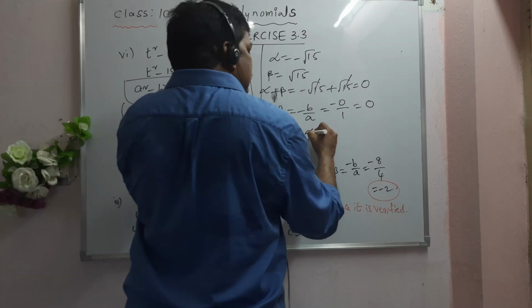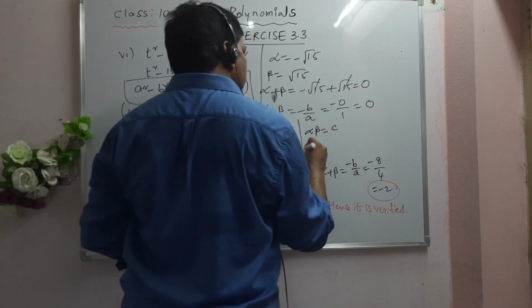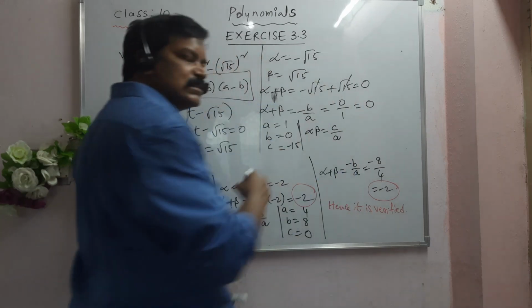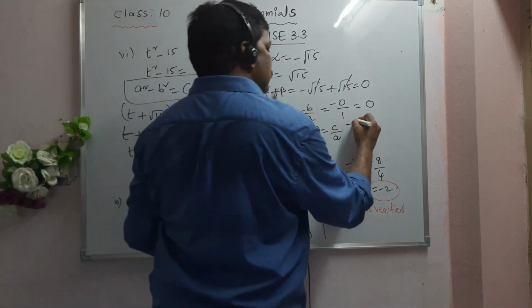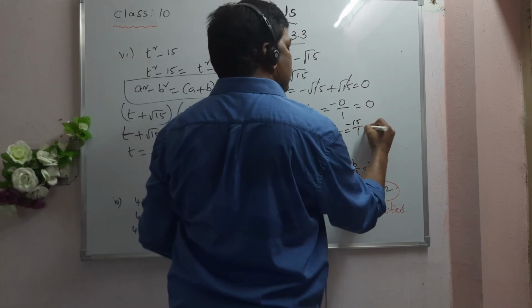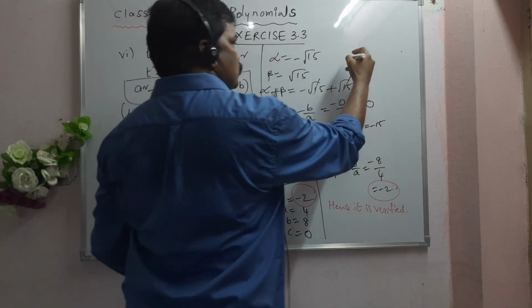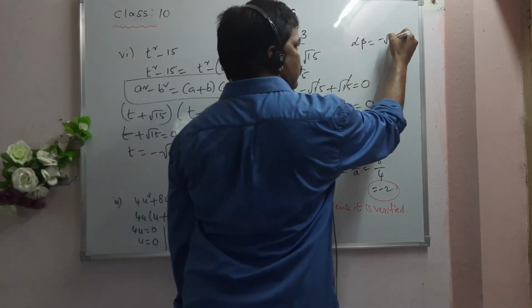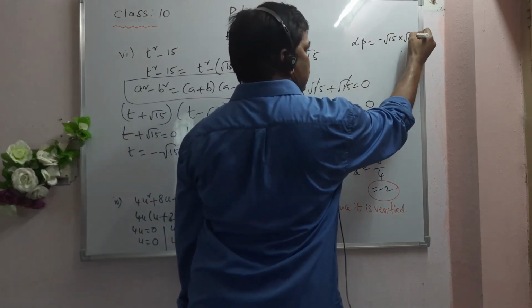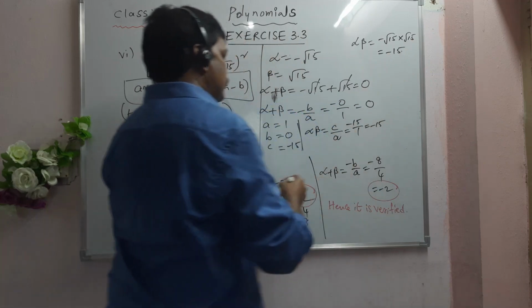What about alpha beta? Alpha beta is c by a. Here the c is minus 15 by 1, that is minus 15. I forgot to write here. Alpha beta means minus root 15 into root 15. This is equal to minus 15.